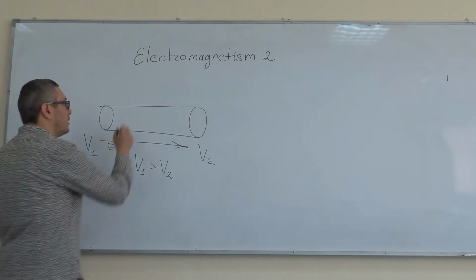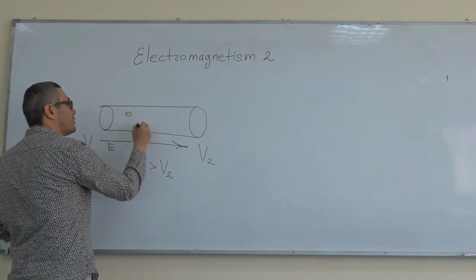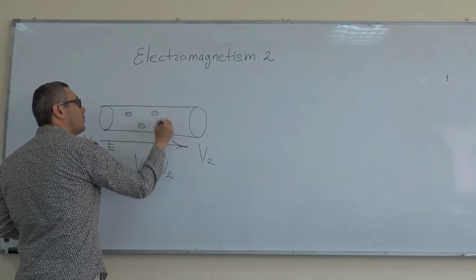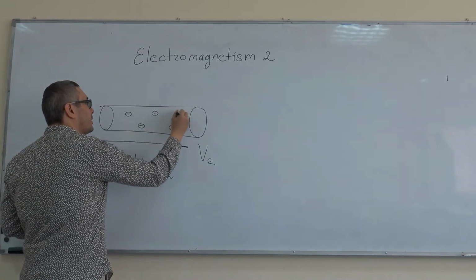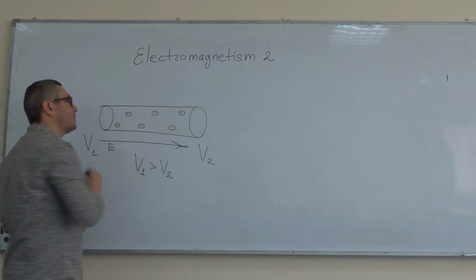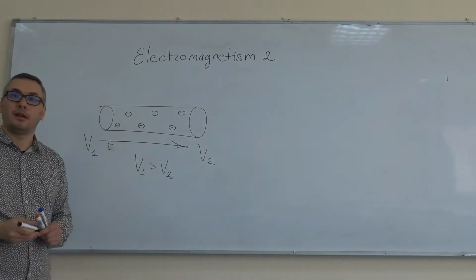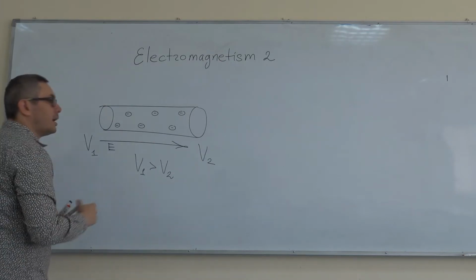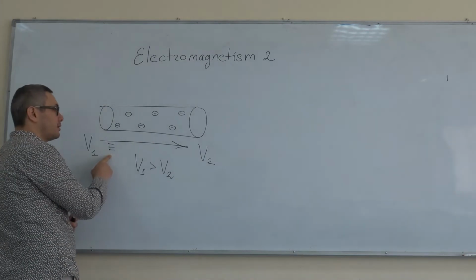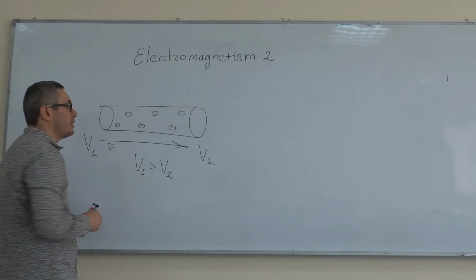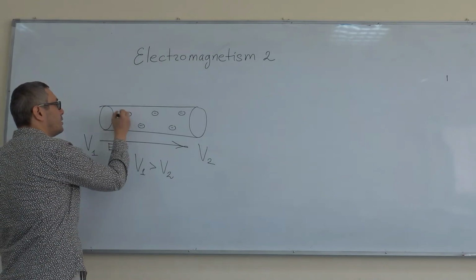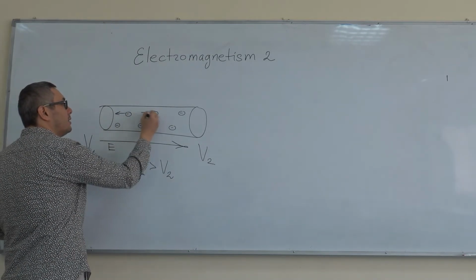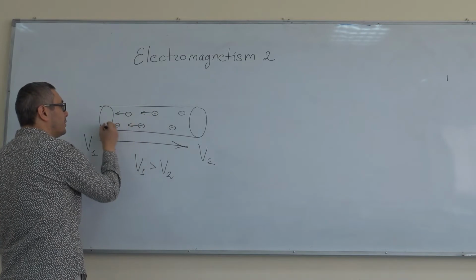In the wire, we have free electrons, which are negatively charged particles, and because of these free electrons, and because of the electric field, these free electrons are moving in the opposite direction to the electric field. And this has to do with their sign. Their sign is negative, so the direction is opposite to the direction of the field.